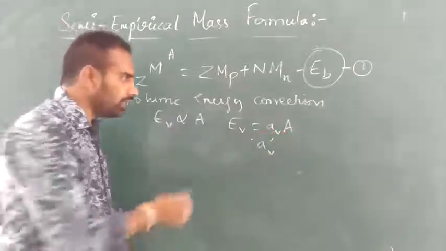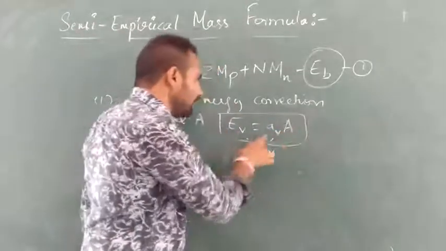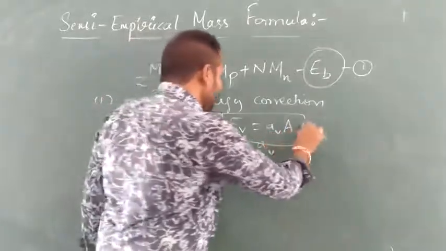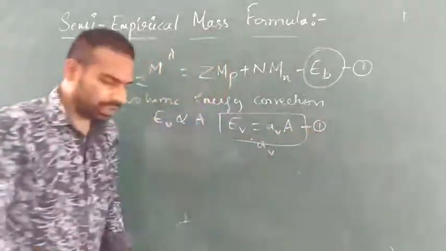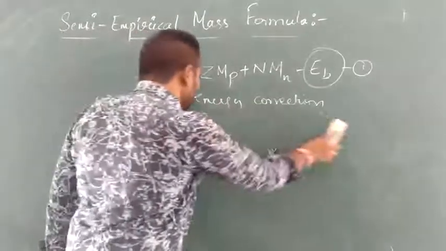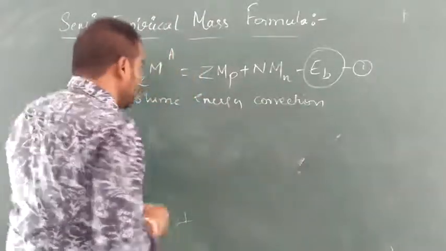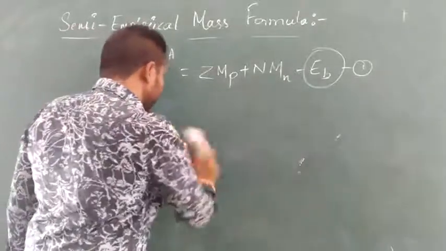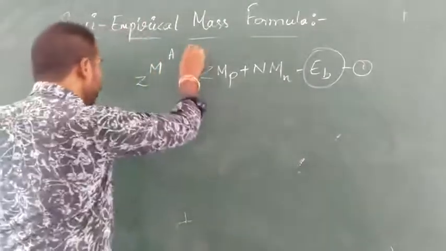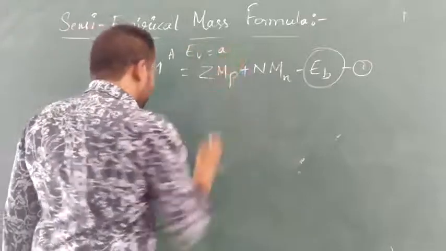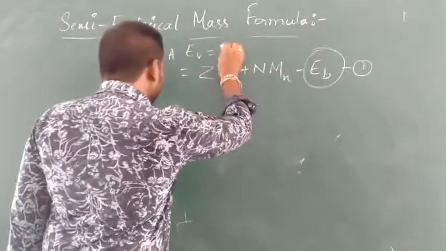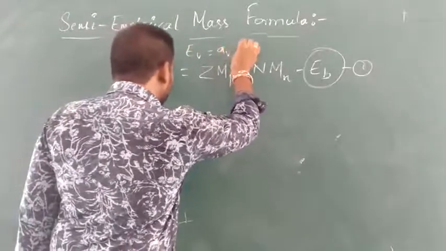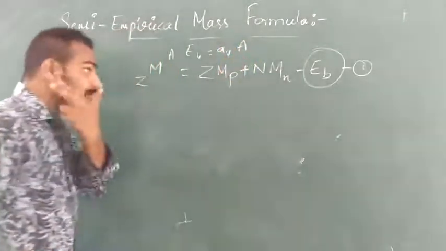So this is our first one. EB is equal to how much did we get? aV into A. This is the first one. Okay, so write down those values here. EB, first one we got the value: EB is equal to aV A.